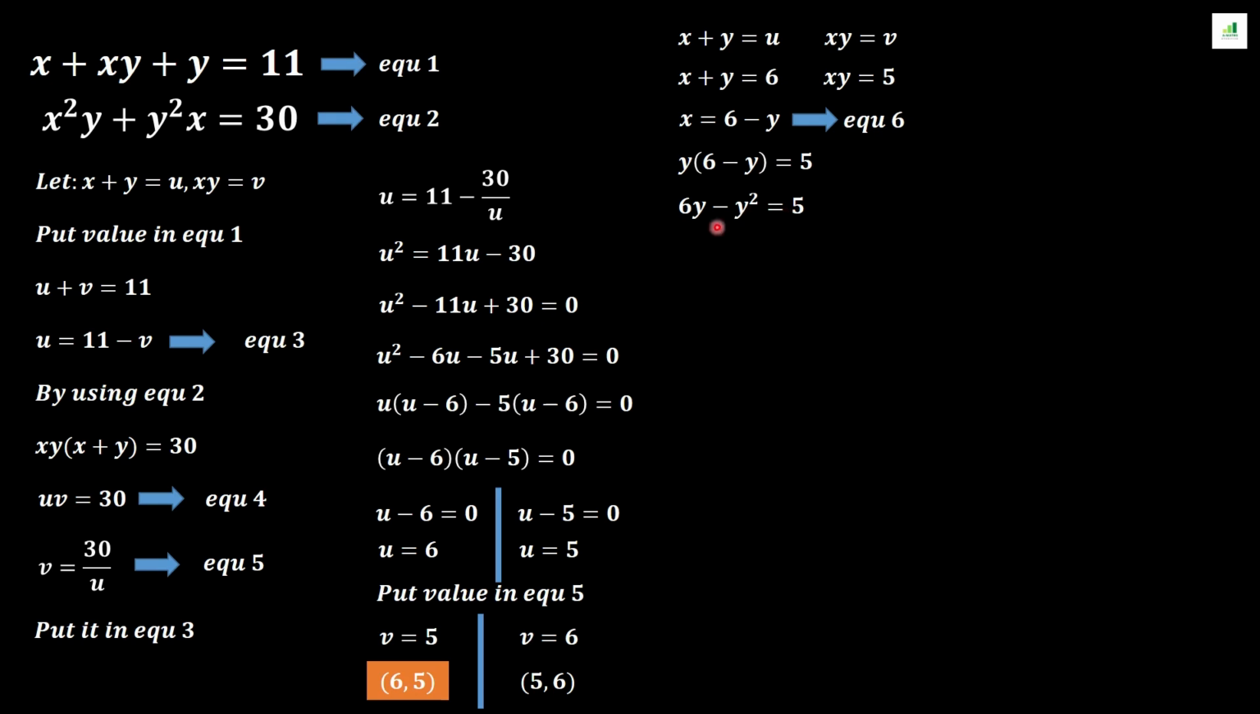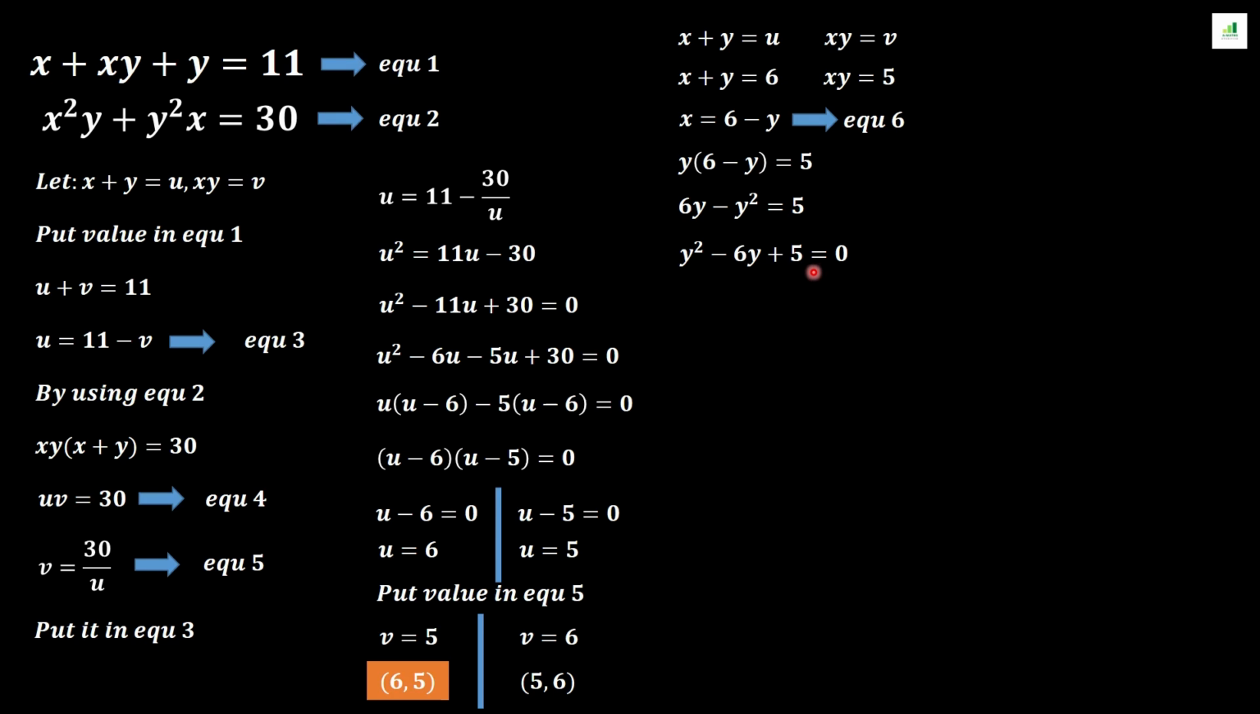Now we should simplify this equation. So y will multiply both of these values, and we will get 6y minus y square equal to 5. Now both of these values move to the other side of the equation, and we will get y square minus 6y plus 5 equal to 0, because y square has a minus sign, so it will convert into a positive sign, and the positive 6y will become minus 6y, and plus 5 is the same as before. You can see this is a quadratic equation, and this is again a factorizable equation.